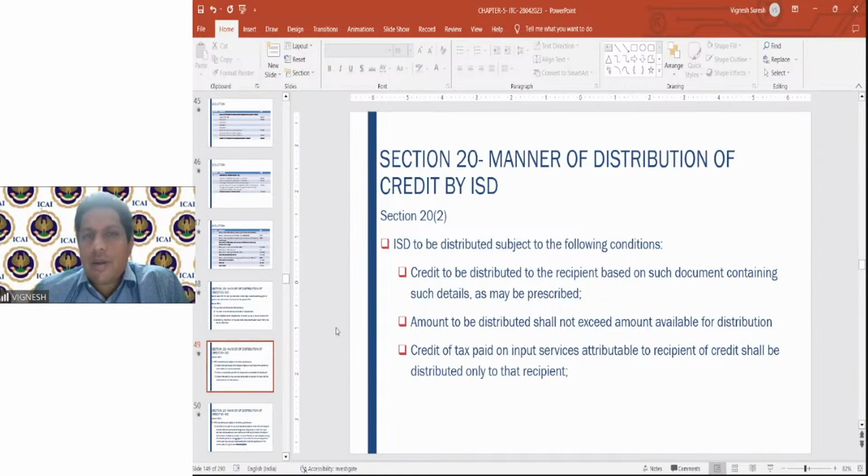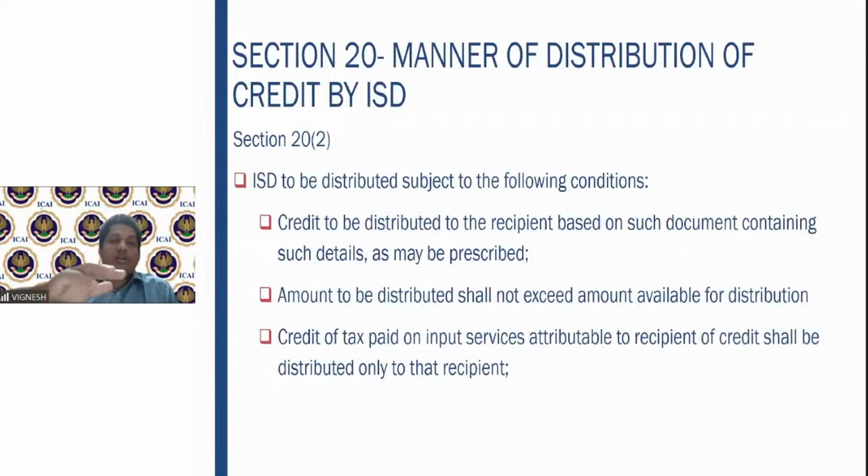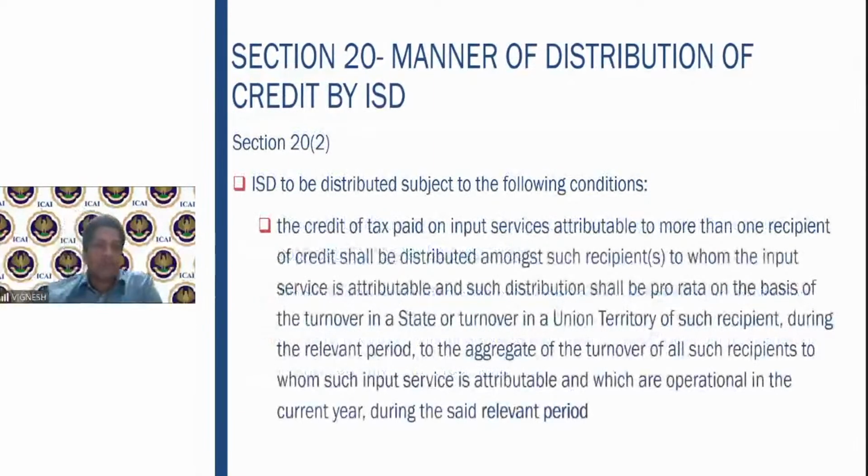So we have to see what the credit is. 5 lakhs is the broadband cost, and 18% of that, assuming it is 90,000. 90,000 is the only credit available. So whatever credit you are distributing should be a maximum of 90,000. You cannot increase the amount of credit which is available for distribution. You cannot distribute more than what is available. That is an important point under section 20 subsection 2.